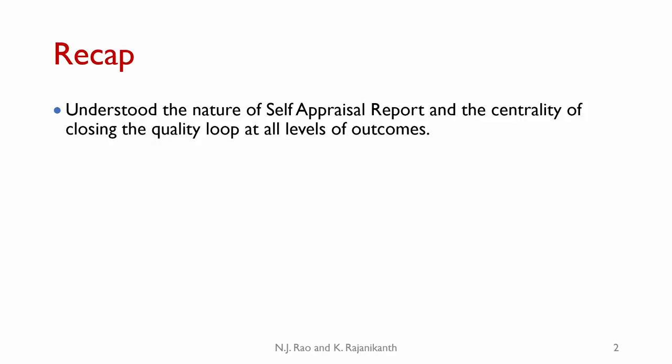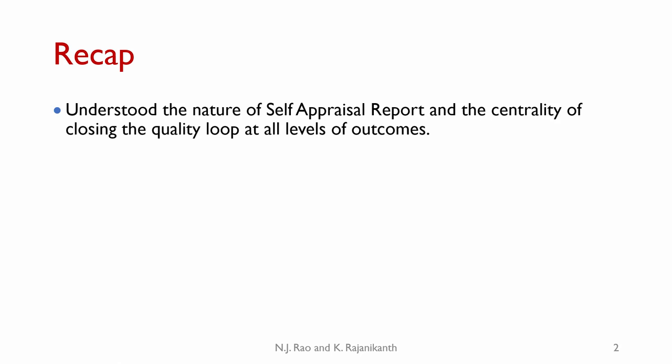In the last unit we tried to understand the nature of the self-appraisal report and the centrality of closing the quality loop at all levels of outcomes. As you can see, we are looking at the entire process of teaching and learning within some framework, and that framework is provided by two things. One is NBA accreditation, the other is outcome based education. These are the two pillars that provide a framework for looking at all aspects of engineering education.